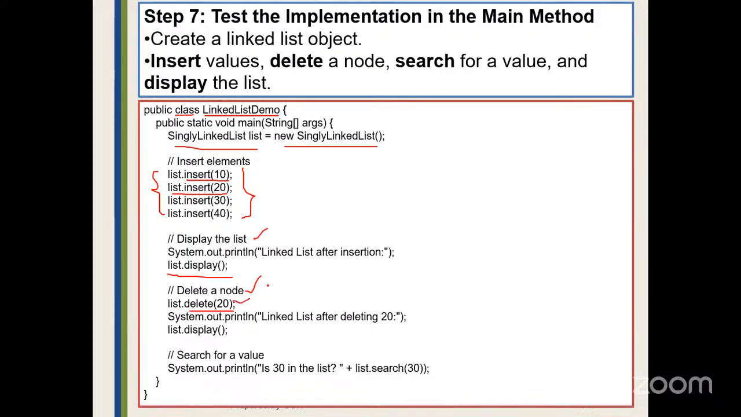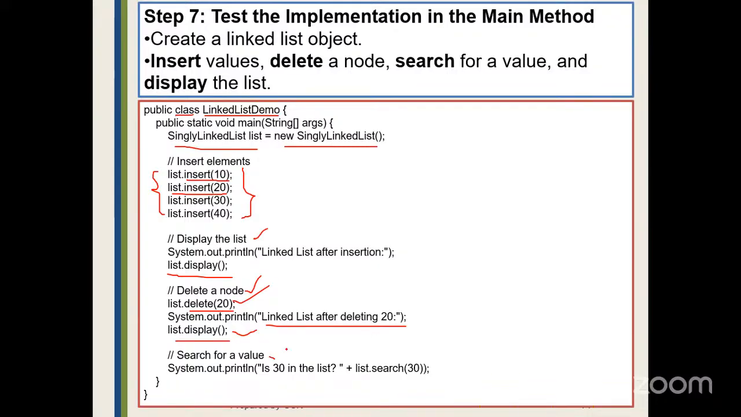See, I want to delete 20. So object name list.delete(20). 20 will be deleted. After that, let me call the display method once again to cross check whether the 20 is deleted or not. Right? So linked list after deleting 20. Again, I'm calling the display method. So it should not display 20 after deleting, right? So we need to cross check that.